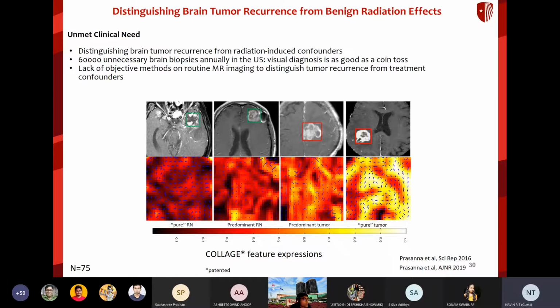So what we did was we extracted our features, and we find that there is a clear gradation of these features going from pure necrosis to pure tumor. This kind of change you cannot really see just based off the original images, but when you extract these collage features, we can appreciate this change.